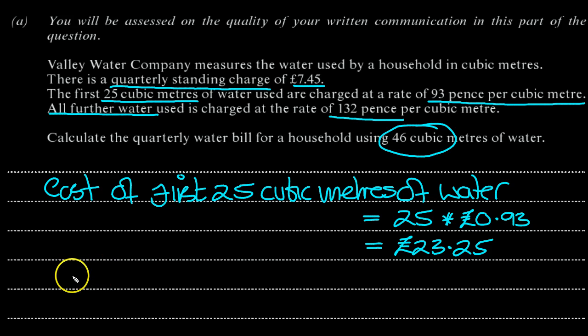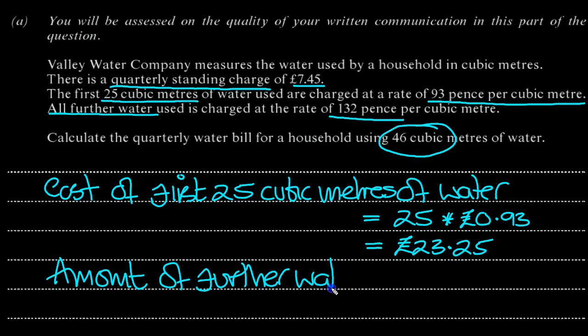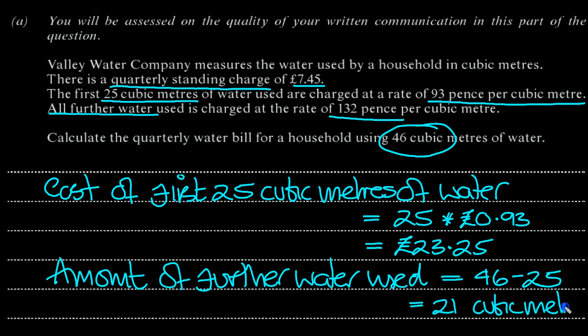Amount of further water used next, isn't it? We need to find out how much more water is used. Amount of further water used is equal to, well, what was used is 46 cubic meters. The first 25 was charged at 93p, so 46 take 25 is how much more is used, isn't it? Which equals 21 cubic meters.